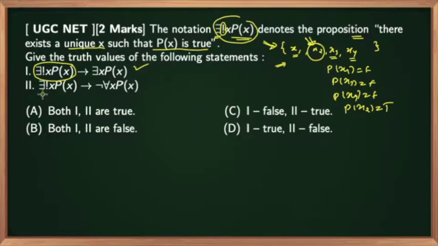Now, if there exists exactly one p of x that is true, then it is the case that for all x p of x is false, right? For all x p of x, this should be false, right? All x p of x should be false. So both statements are correct. So answer should be A.